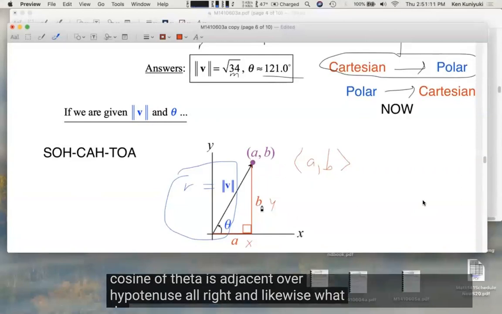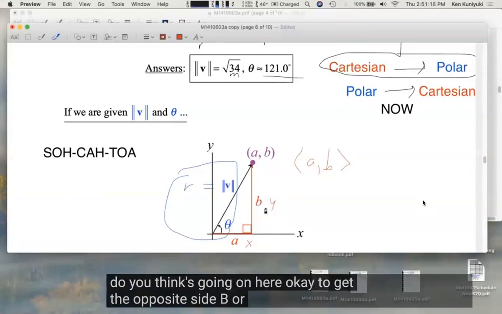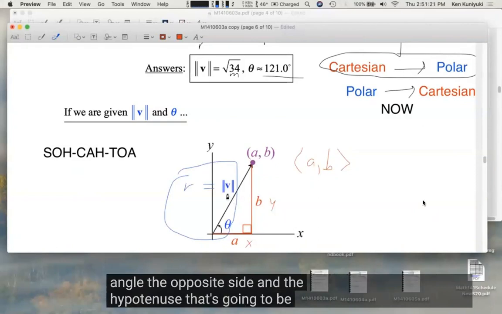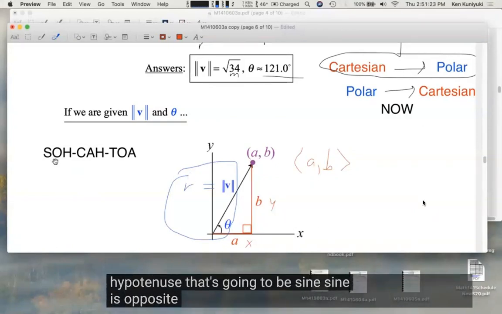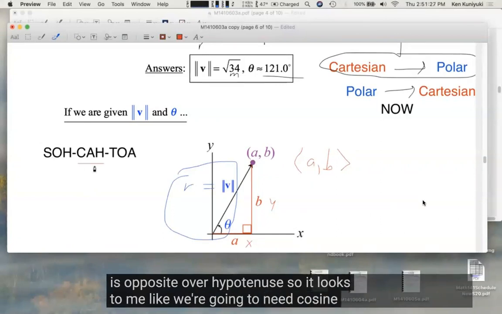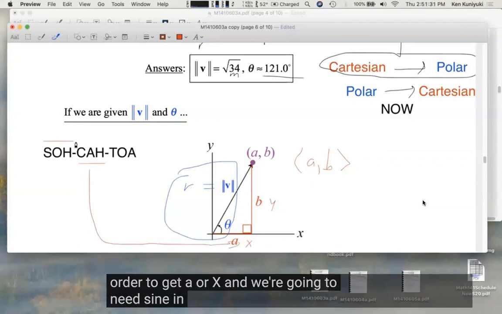And likewise, what do you think is going on here? Okay, to get the opposite side, B or Y, what relates an angle, the opposite side, and the hypotenuse? That's going to be sine. Sine is opposite over hypotenuse. So it looks to me like we're going to need cosine in order to get A or X, and we're going to need sine in order to get B or Y.